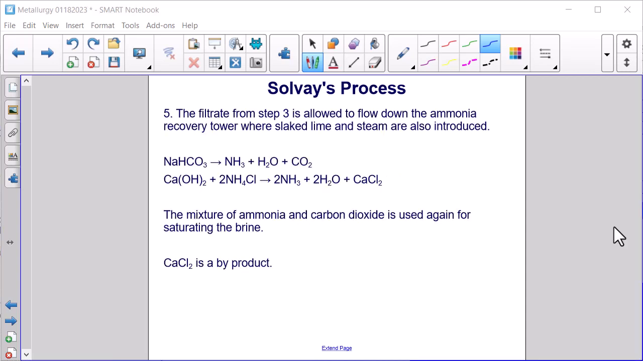Step 5. The filtrate from step 3 is allowed to flow down the ammonia recovery tower where slaked lime and steam are also introduced. The mixture of ammonia and carbon dioxide is used again for saturating the brine, and a byproduct is this calcium chloride.